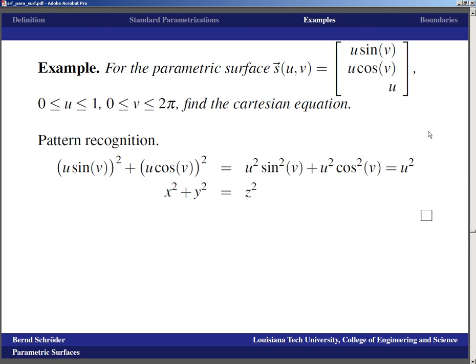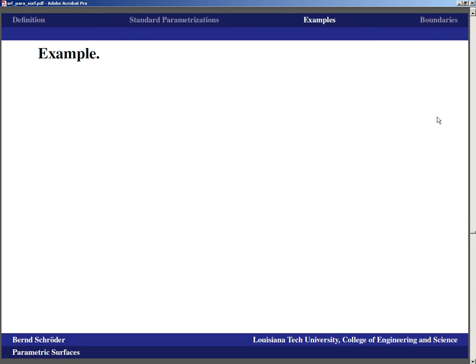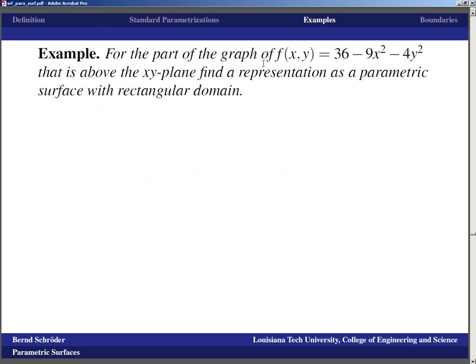This is how we model a part of a cone. We're going to see the pictures a little bit later on because we're going to do something with this cone also. So another example, for the part of the graph of f of x, y equals 36 minus 9x squared minus 4y squared. So that's an elliptic paraboloid. We're going to talk about these things in more detail when we talk about quadratic surfaces.